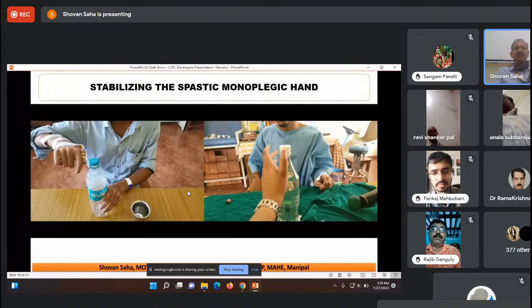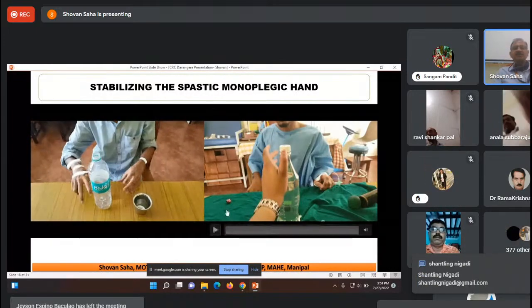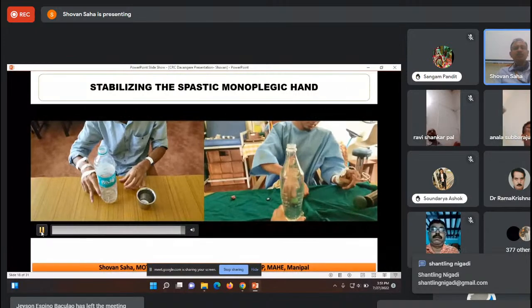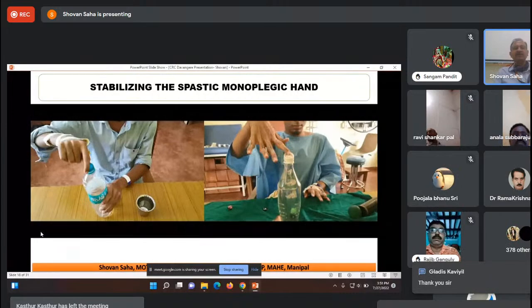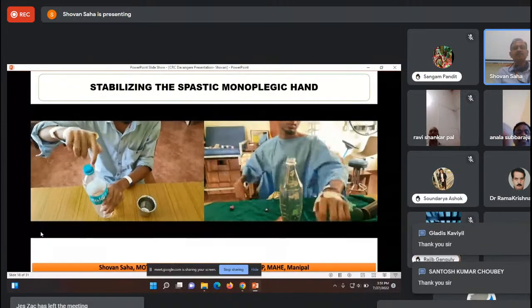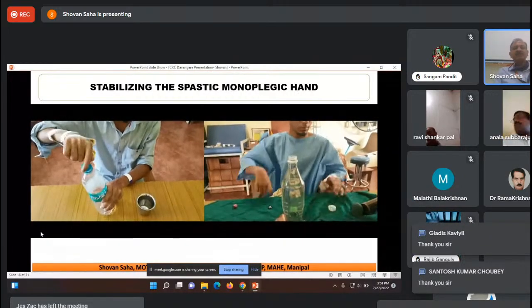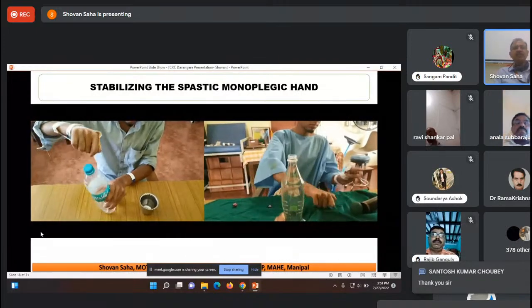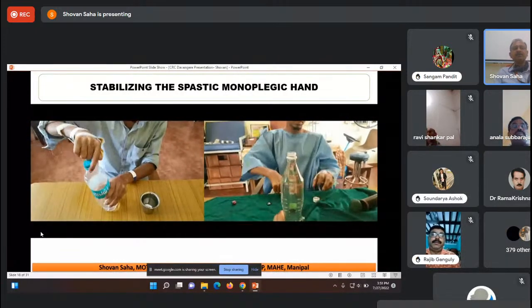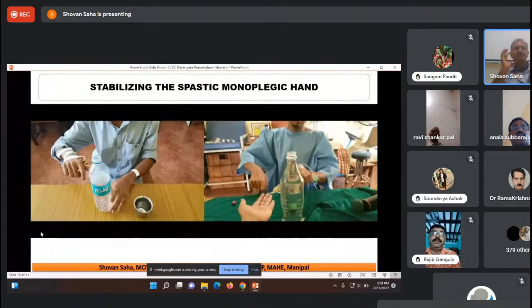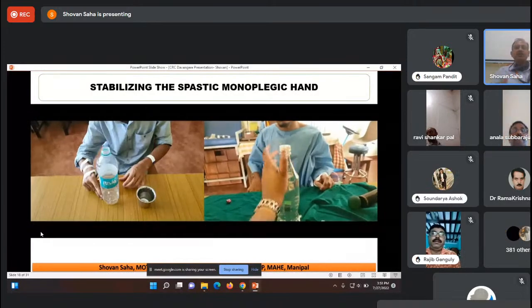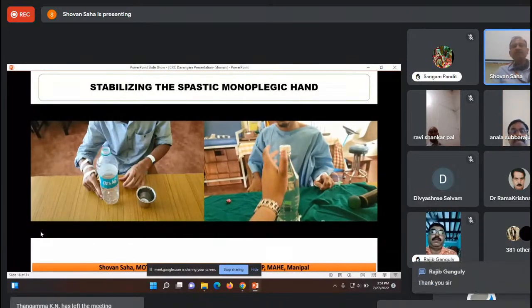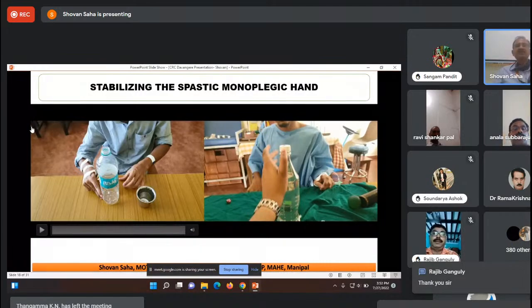So we need to figure out what it is. If you see here, you see both the videos playing for you. Okay, and just observe the hand. With the splint, the hand stays for such a long time on top of that bottle. Right? So the splint offers a great amount of stability, but for that, we should be able to figure out these different permutations and combinations.